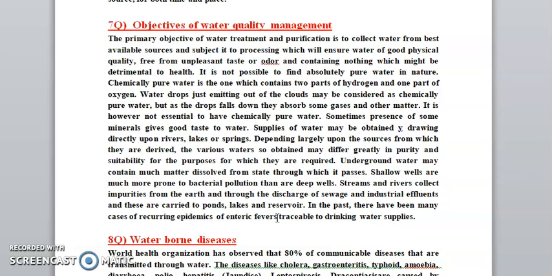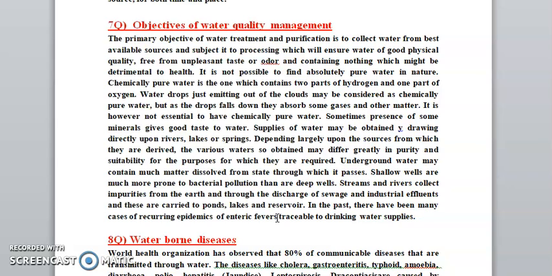It is not possible to find absolutely pure water in nature. Chemically pure water is one which contains two parts of hydrogen and one part oxygen. A water drop just emitting out of a cloud may be considered chemically pure water, but as the drops fall down, they absorb some gases and other matter. It is, however, not essential to have chemically pure water. Some presence of minerals gives a good taste to water.